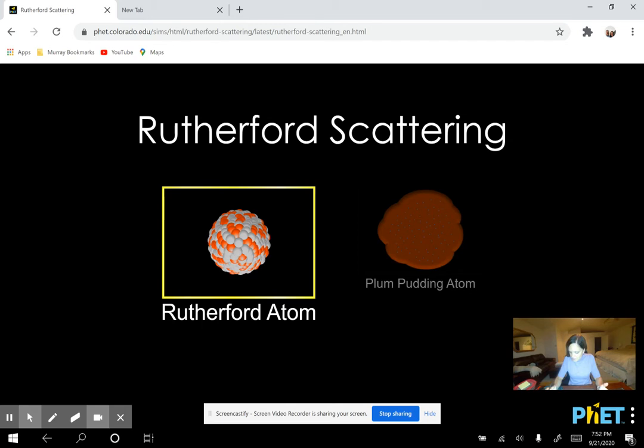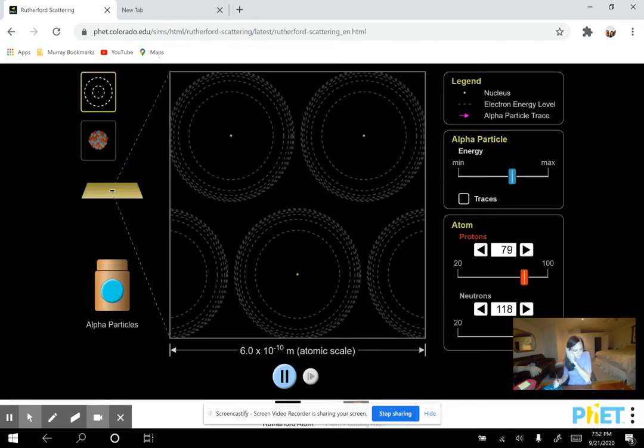If you know how to split your screen so that you have Canvas on one half and the PhET on the other, that's probably the best. I'm just going to show you this sim completely on this screen so that you can see exactly what we want to do. So the first thing that we're going to want to do is we want to choose the Rutherford atom first.